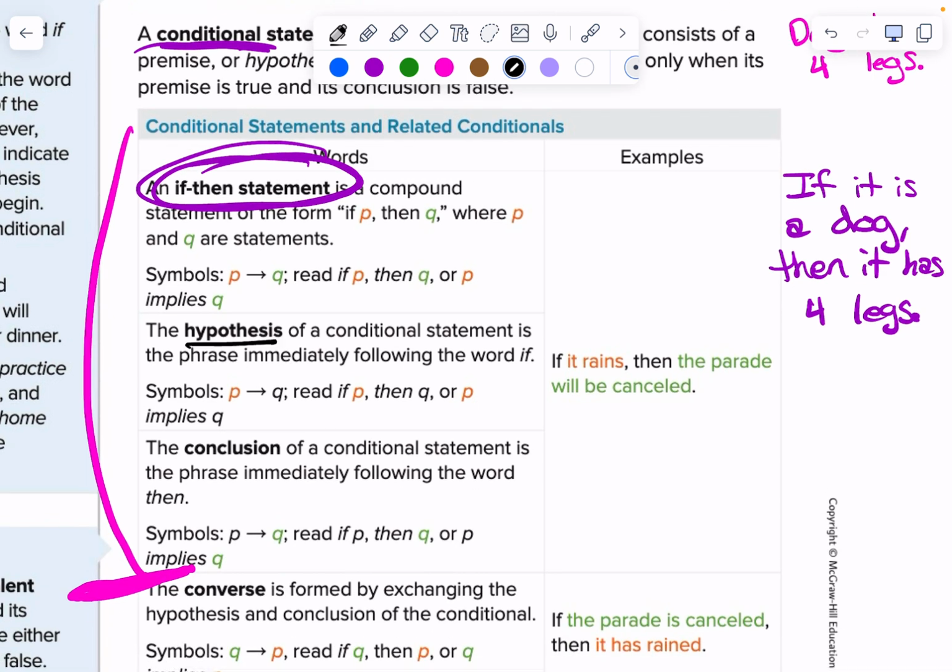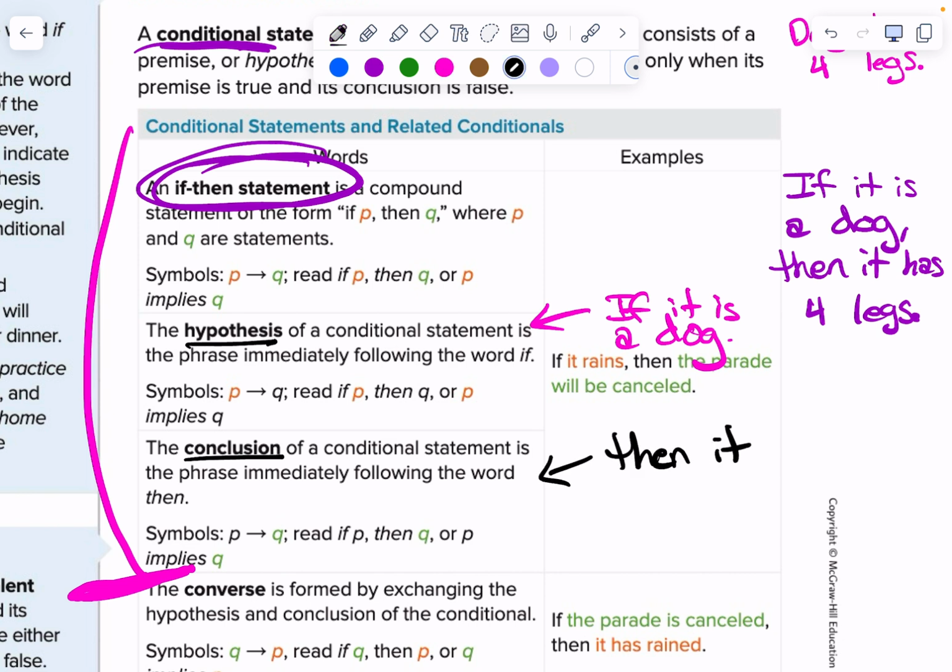All right. Now, we have a hypothesis and we have a conclusion. As a part of this statement, there is a hypothesis part and there's a conclusion part. Hypothesis: if it is a dog. The conclusion: then it has 4 legs. Okay? Hypothesis is the if, conclusion is the then, yeah?